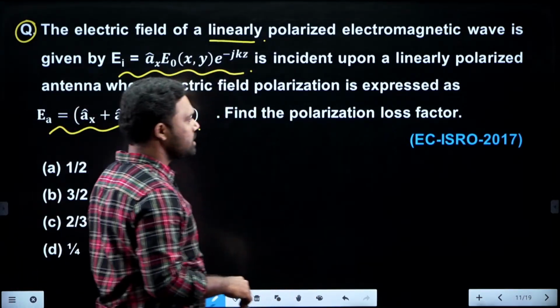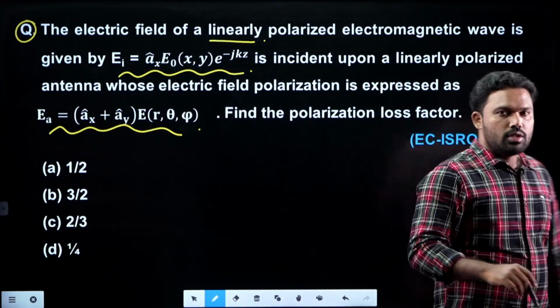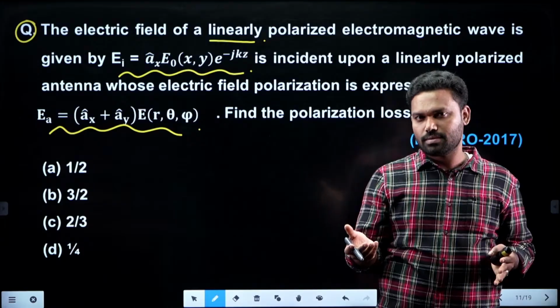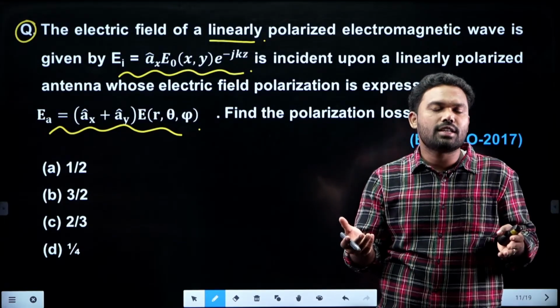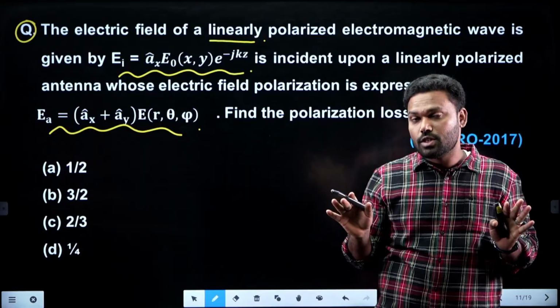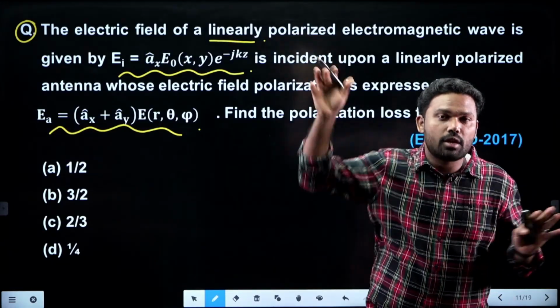Find the polarization loss factor. Fine. So for every antenna there is a state of polarization. Suppose the state of polarization of a certain antenna is circular polarization, so it will respond maximally to the incoming wave which is of circular polarization.